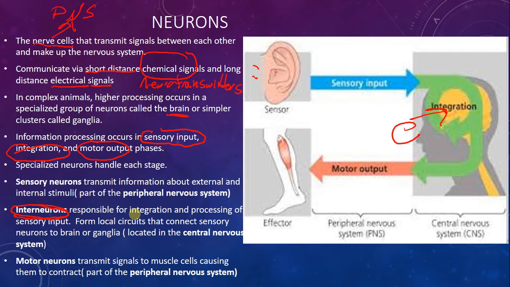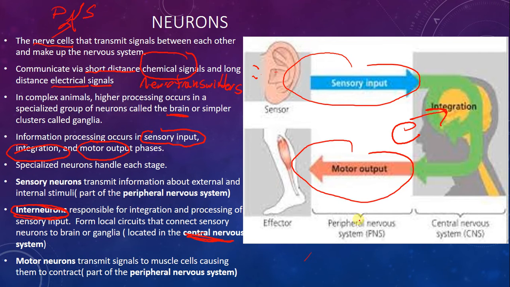Your brain is an interneural system composed of interneurons, and they're responsible for integrating, processing, and analyzing that sensory input from local circuits that connect sensory neurons to the brain, or ganglia. So this is part of our central nervous system, brain and spinal cord. And they also transmit that new information back out to the motor output neurons, which transmit signals to muscle cells, causing them to contract. So sensory input and motor output neurons are part of the peripheral nervous system, and the integration neurons are brain and spinal cord, part of the central nervous system.